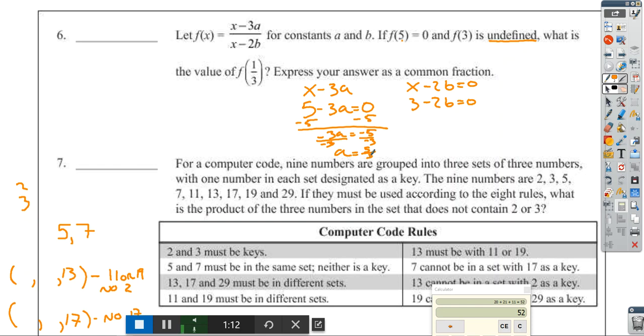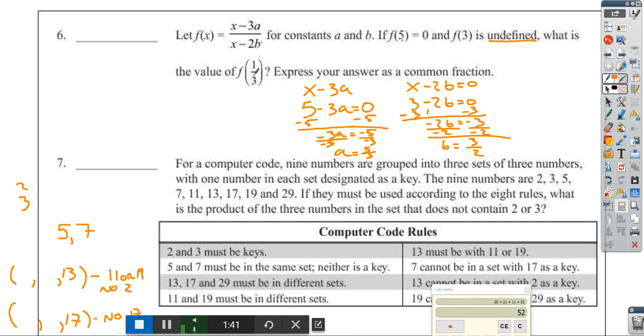Over here, same idea. Minus 3, negative 2b is equal to negative 3, divided by negative 2, and we get b is equal to 3 over 2. So now we know what a and b are. If we have f of 1/3, we just plug in 1/3 for x, and away we go.